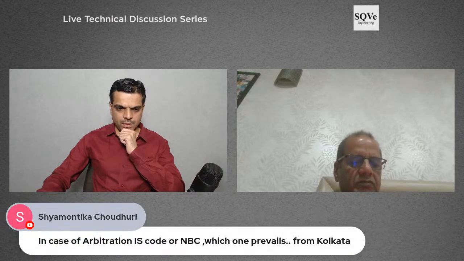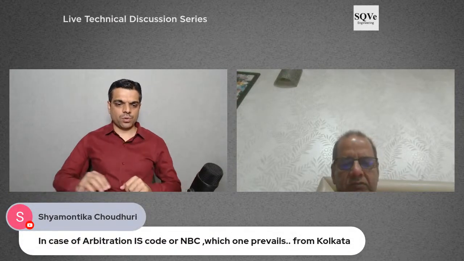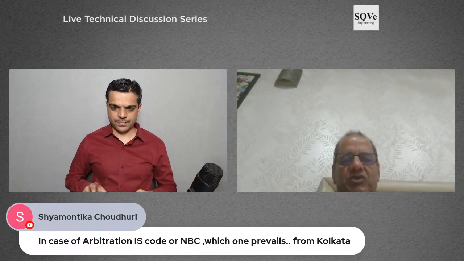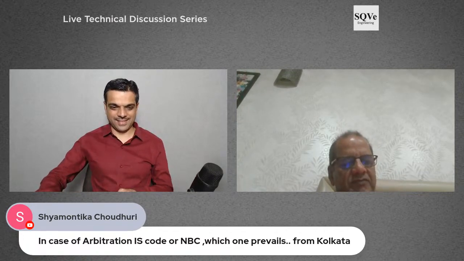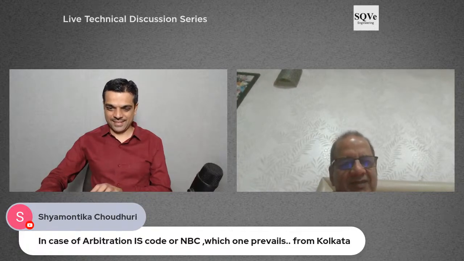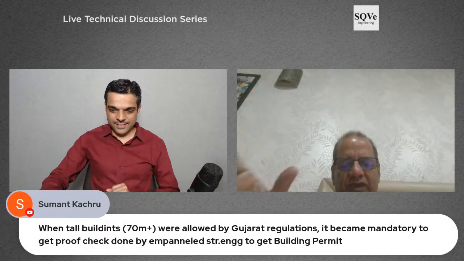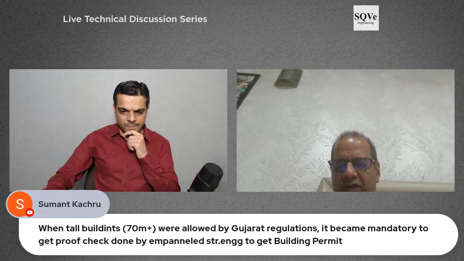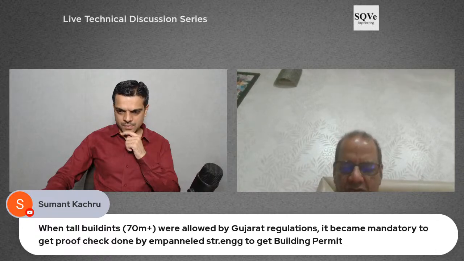Okay. Then in case of arbitration, IS code or NBC, which one prevails? All IS codes are part of NBC. NBC is just one big compilation. Rest everything is the same. When tall buildings were allowed by Gujarat regulation, it became mandatory to get proof check done by an empaneled structural engineer to get the building permit.